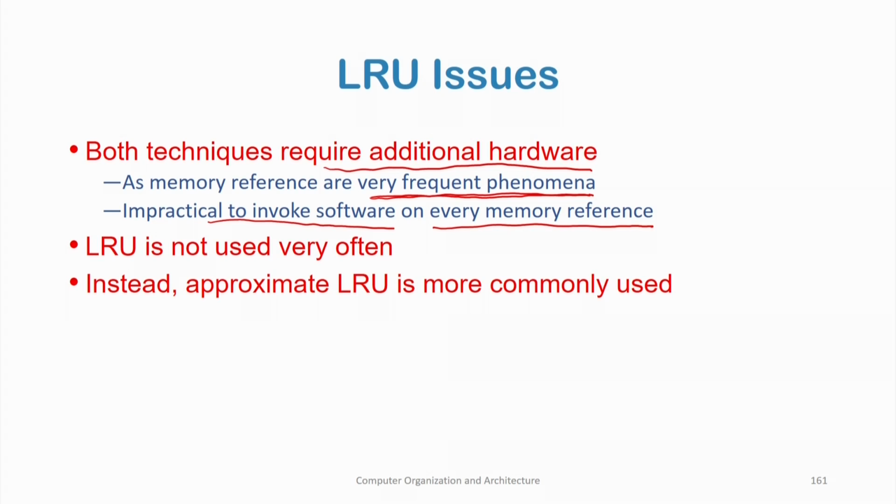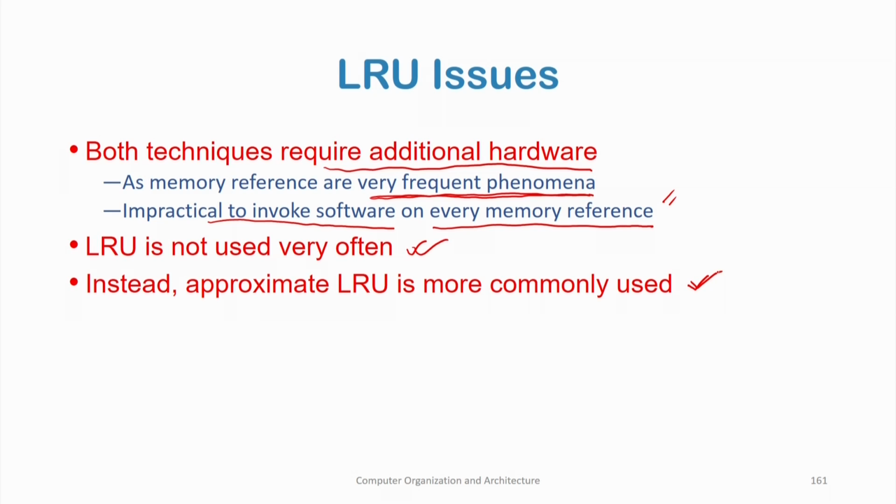What software means here is the OS. I have to invoke the OS to find out who referenced this, to basically update the tick value corresponding to a page. So, I cannot do so in software, because memory references are common and software will be costly, the overhead will be very high. So, this is why LRU is not often used, and instead we approximate LRU.